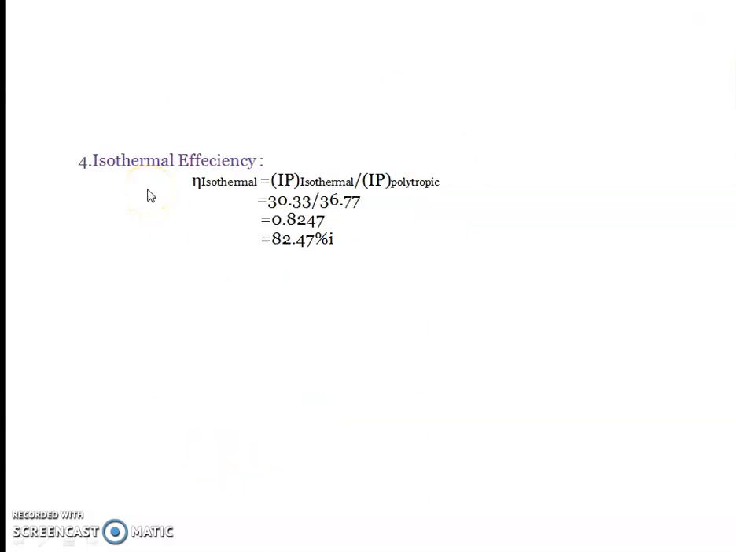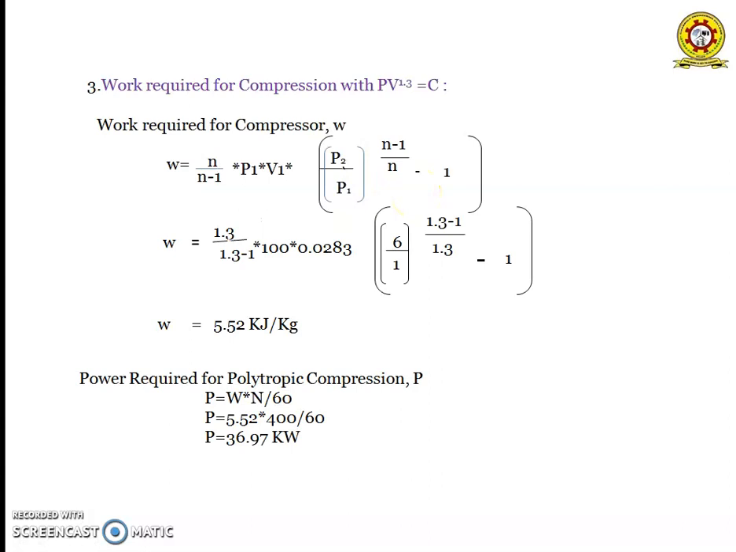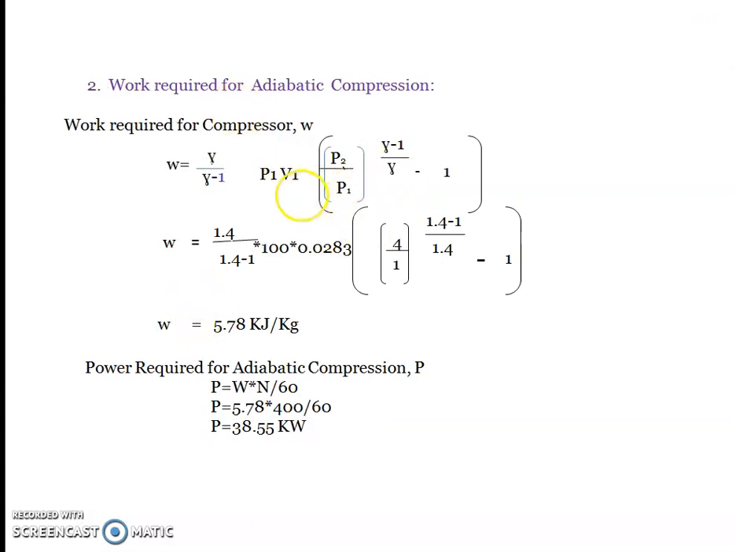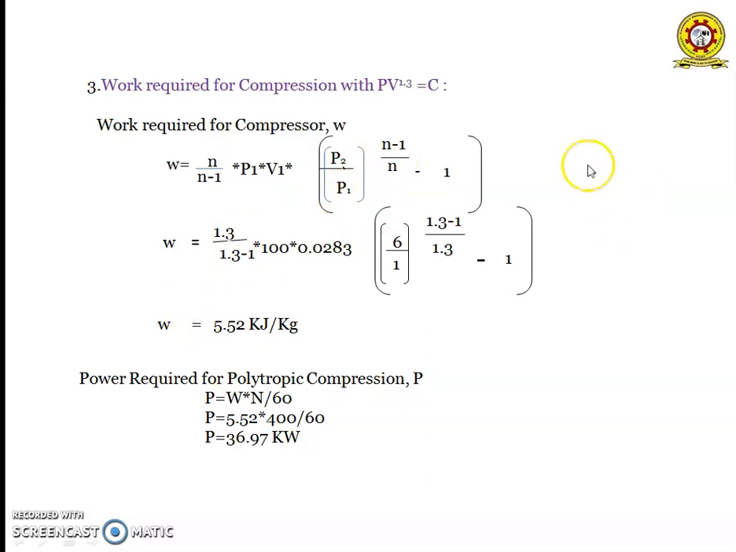And the fourth parameter we have to calculate is isothermal efficiency. So efficiency is represented by the letter eta. So eta of isothermal is equal to indicated power of isothermal by indicated power of polytropic. So here there are two unknown parameters, indicated power of isothermal and indicated power of polytropic. In the previous, we calculated indicated power of adiabatic as 38.55 kilowatts and indicated power of polytropic is 36.97. So by substituting these values, we will get isothermal efficiency as 0.8247.